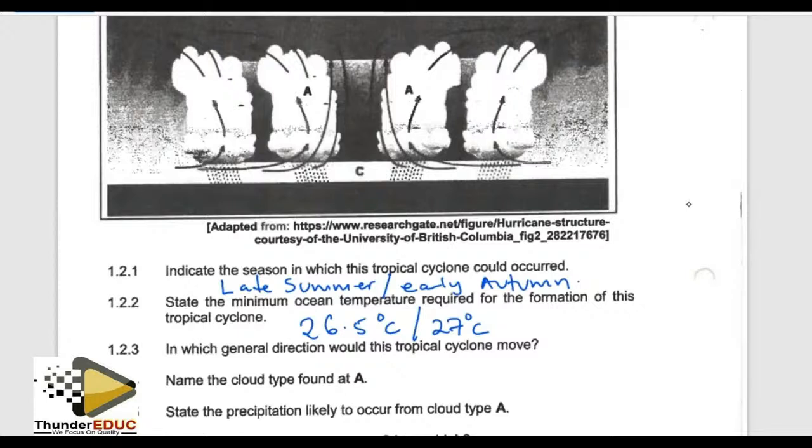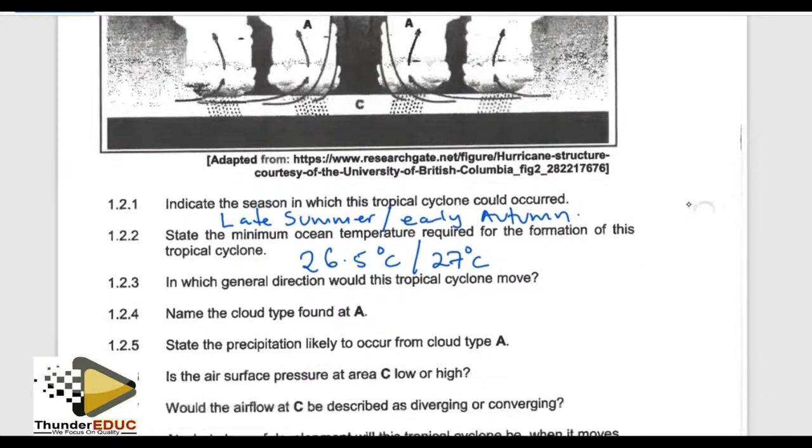1.2.3, in which general direction would this tropical cyclone move? We know cyclones always move from east to west, or we can as well say a westerly direction. And I believe you know the reason for this, because they are driven by easterly winds.